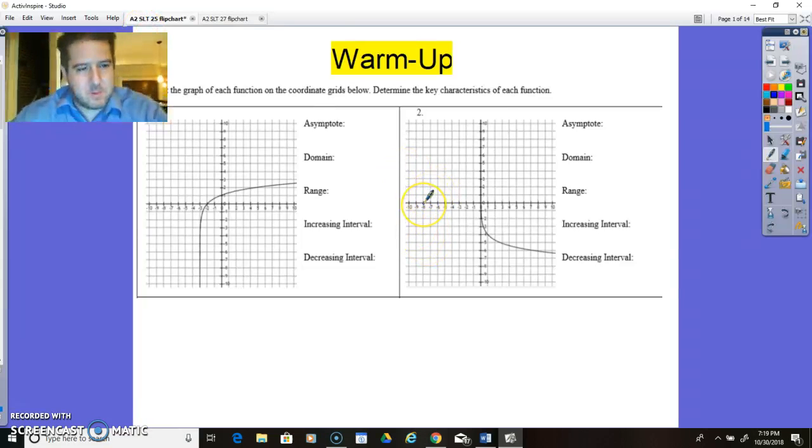All right, welcome back to Mr. P Helps with Algebra 2. This is Unit 1, Topic 3, SLT number 25. So in this case, we are doing logarithmic functions. We are graphing them just like we did in the prior video, but we're doing it with transformations.